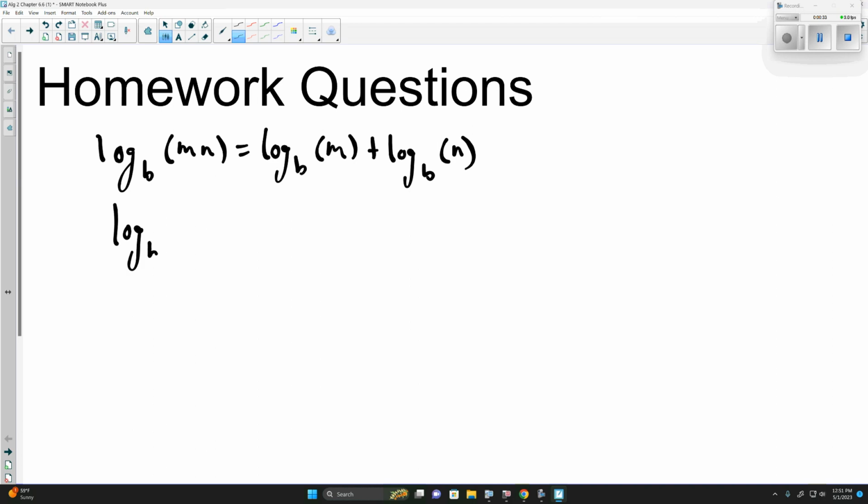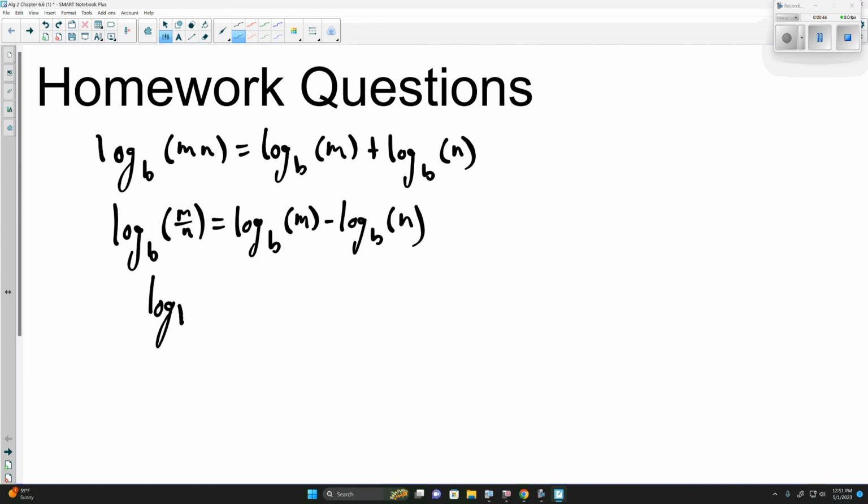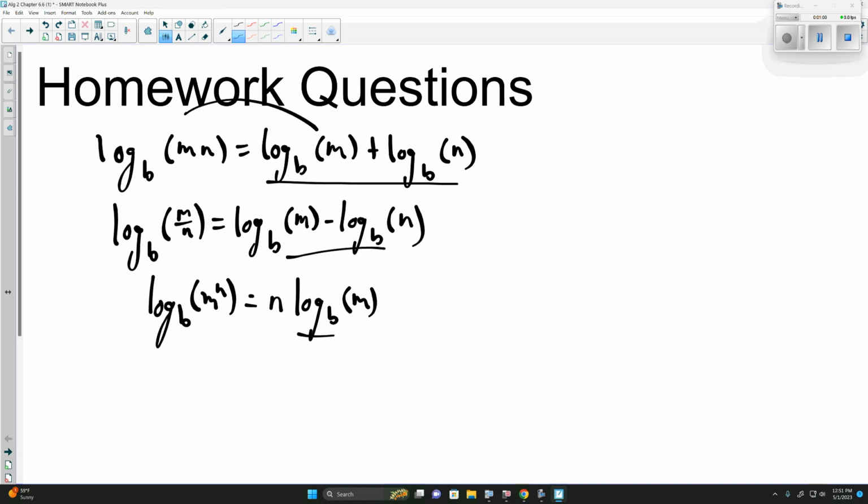Or the fact that log base b of m divided by n is the same as log base b of m minus log base b of n. Or lastly, log base b of m to the n is the same as n log base b of m. And we'll use these especially when solving, and more so going to a condensed form, because we'll have it as one of these and we want to make it a single log. Now, we won't be dealing with solving of these types today.